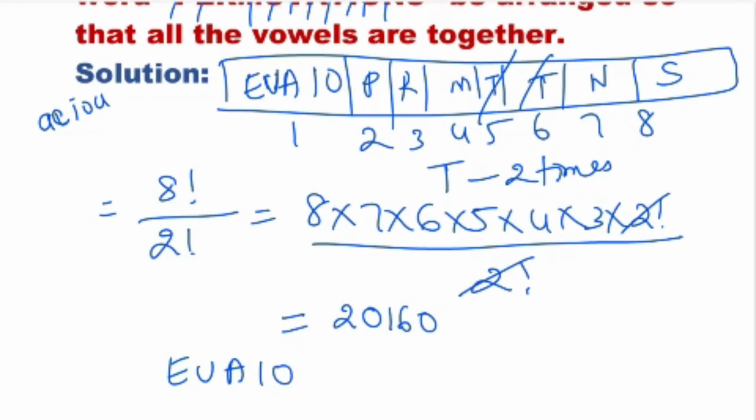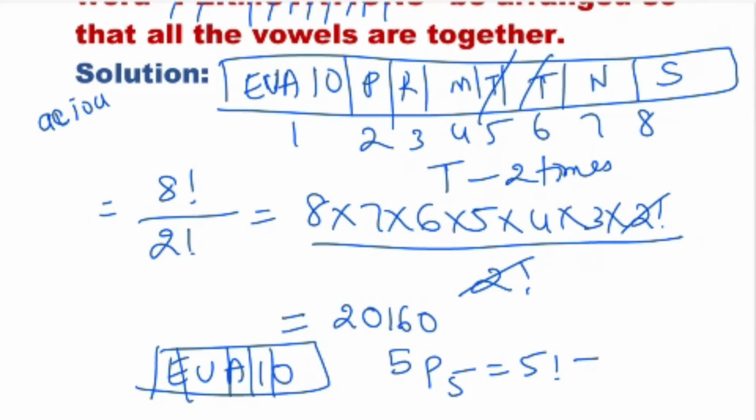Now we have to find the arrangements of the vowels separately. How many letters do we have? We have 5 letters, so it will be 5P5, that is 5 factorial. 5 factorial is 5 into 4 into 3 into 2 into 1, that will be 120. Now we got both the answers.